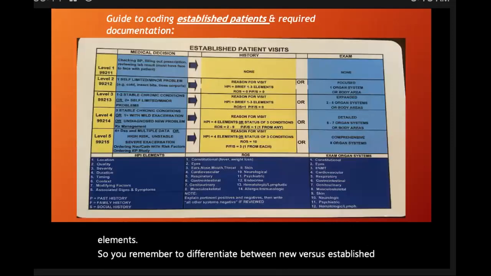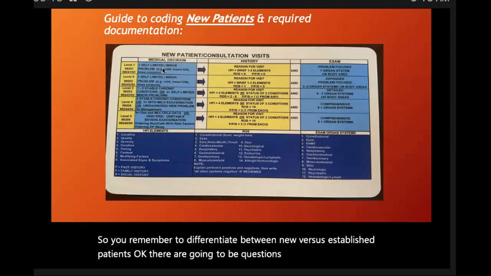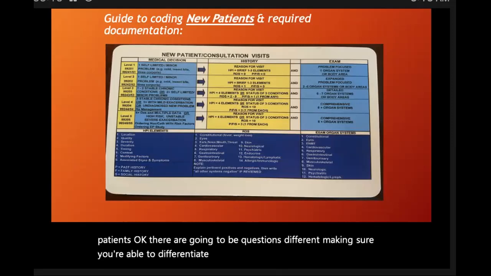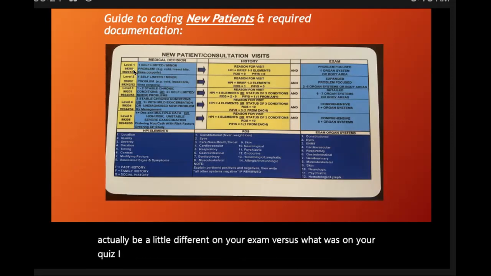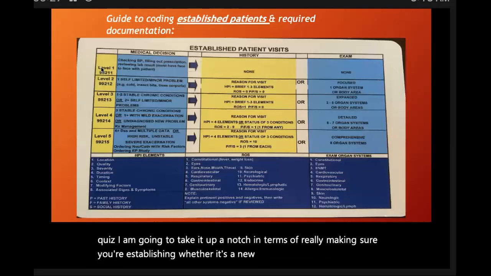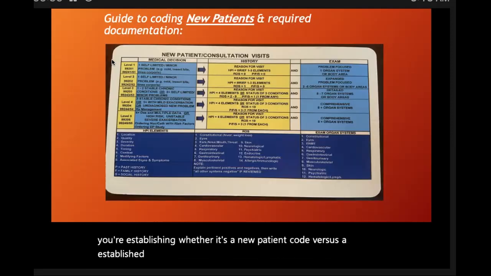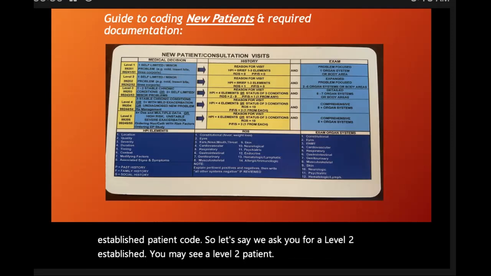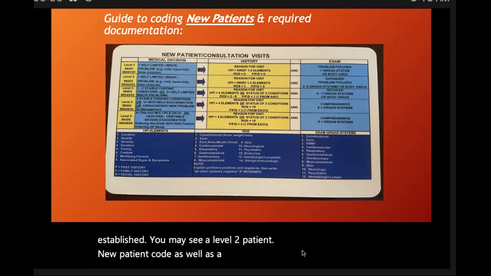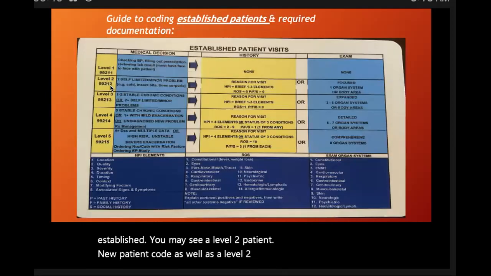Okay, there are going to be questions making sure you're able to differentiate the codes themselves. That's going to actually be a little different on your exam versus what was on your quiz. I am going to take it up a notch in terms of really making sure you're establishing whether it's a new patient code versus an established patient code. So let's say we ask you for a level 2 established, you may see a level 2 new patient code, as well as a level 2 established code. Make sure you're differentiating those codes.